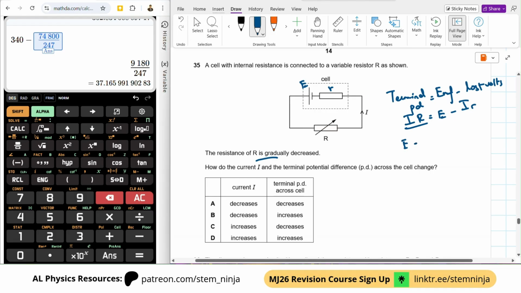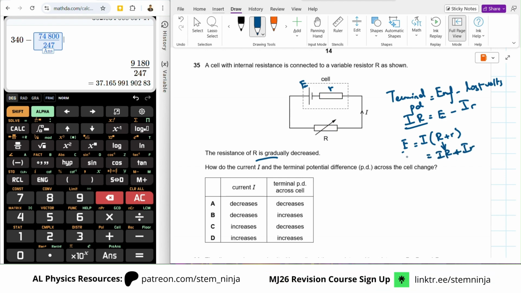if E is the only thing that's not changing, right? So this would be R plus r. So E is the same, R is being reduced. So E equals IR plus Ir. So this means that if R is being reduced, terminal potential difference would decrease, lost volts would increase to maintain the constant EMF, which would mean that the current is increasing. So current is increasing, so it could be this and this. Terminal potential difference would decrease. We said that, so that would be C.